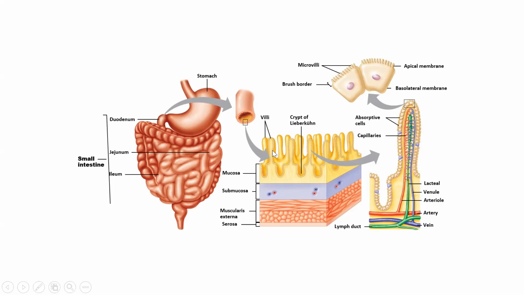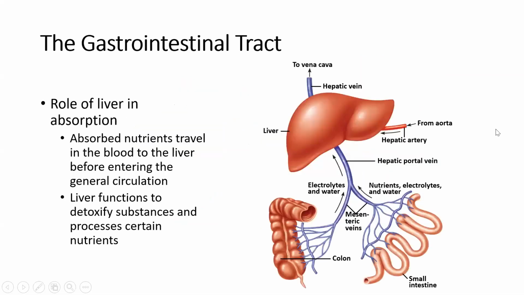And if we take a closer look at the inside or the epithelial lining here, we're going to see some of those modifications that we just mentioned. We're going to see the invaginations, which we call crypts of Lieberkühn, with those epithelial cells. We're going to see the villi, which are the upward projections. And then lining the villi, if we look even closer, we're going to see those microvilli.